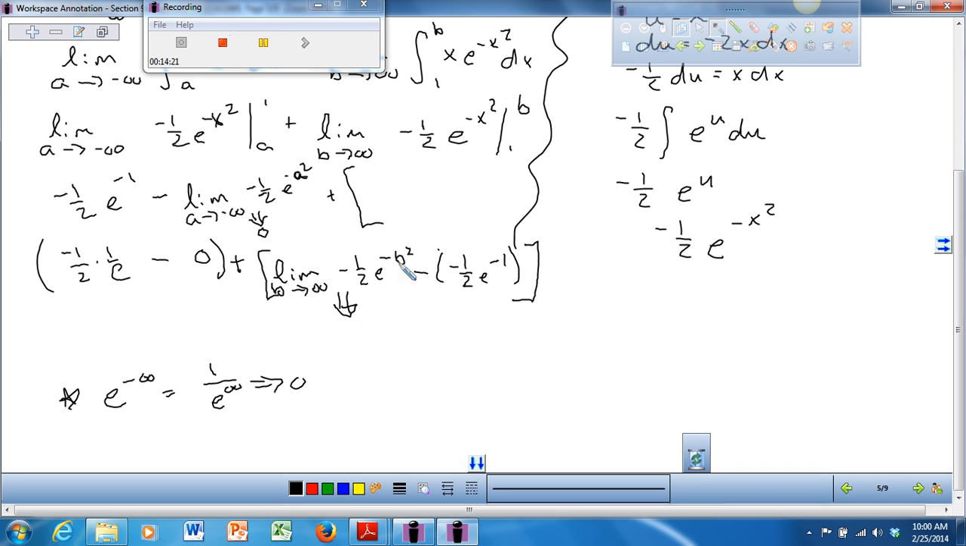The same thing, right? We get infinity squared, negative in front of it. Again, we have e to the negative infinity, which is 1 over e to the infinity, which approaches 0. So now I have negative 1/2 times 1 over e plus 1/2 times 1 over e, giving us 0, which means it converges to 0.